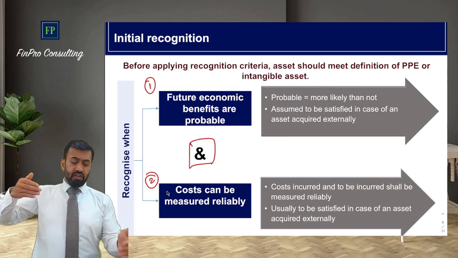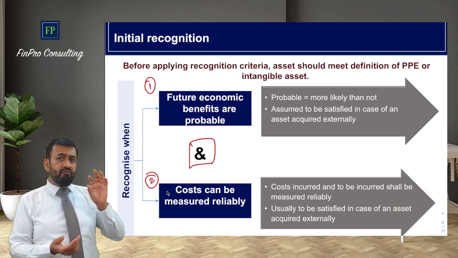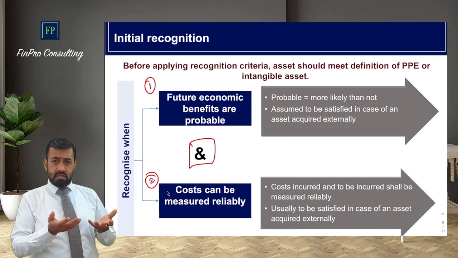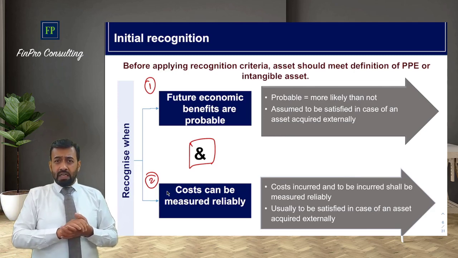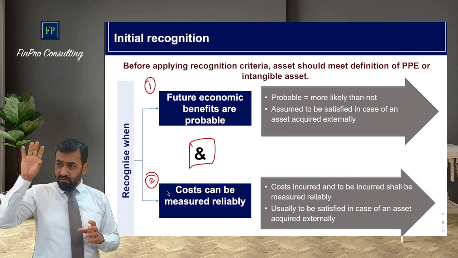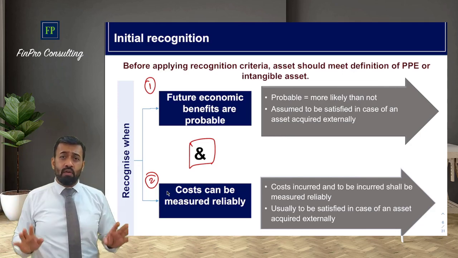Customer list. You may have first condition satisfied, future economic benefits are there, but what expenses have gone for developing the customer list? There are a lot of students, participants who keep asking that if I have a specific team which is monitoring the expenditure, it doesn't happen that way.